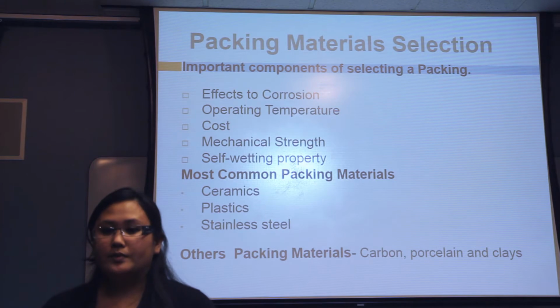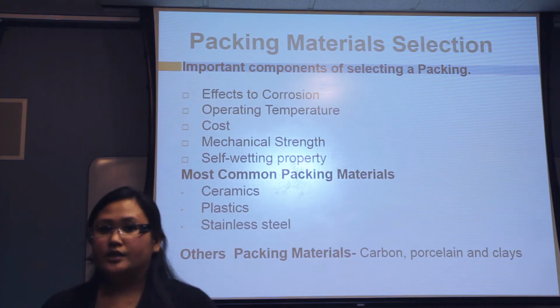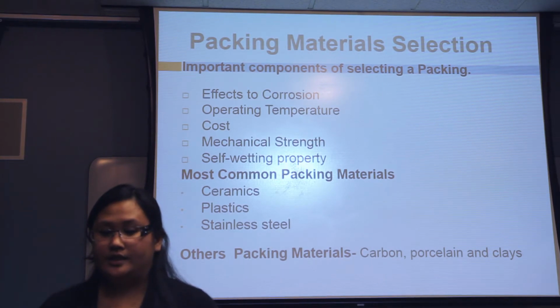And the next one will be the cost. Stainless steels and plastics are cheaper than ceramics. And then the fourth one, we talk about the mechanical strength. Stainless steel do have a high mechanical strength, and plastic and ceramics do have a low mechanical strength. They are easily broken. The fifth one will be the self-wetting properties.